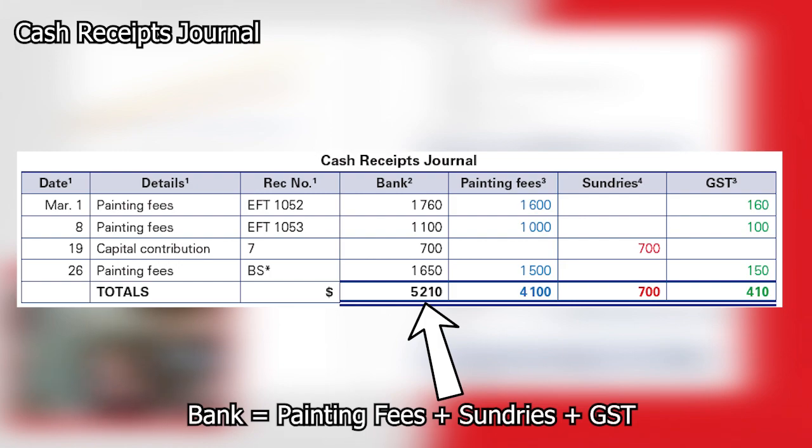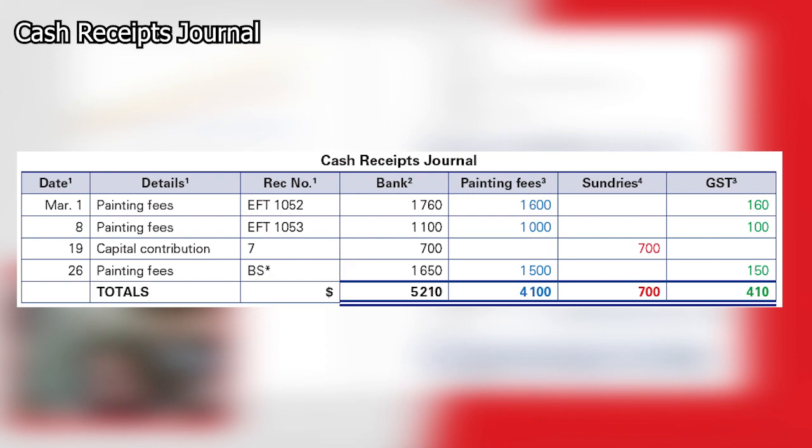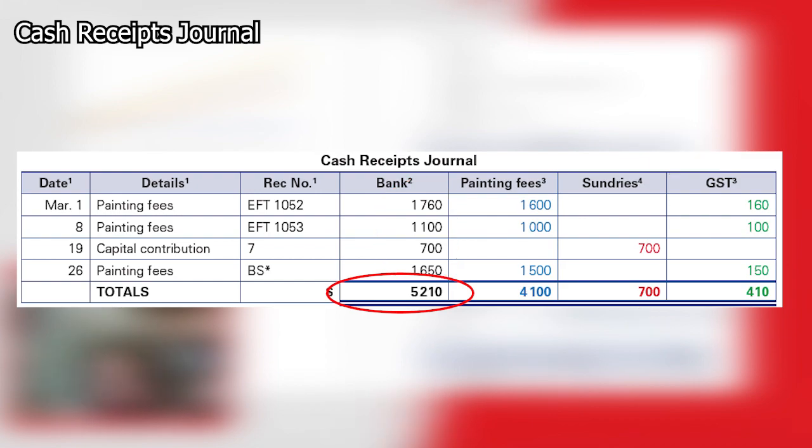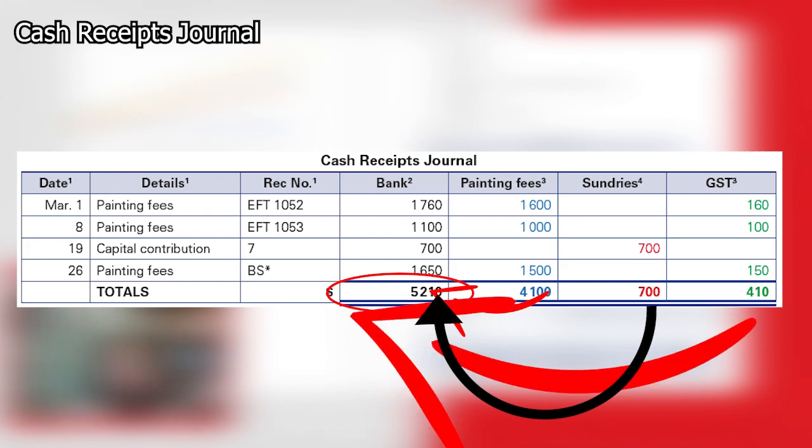Now, if we go down to the bottom, we see totals at the end of March, and we see bank totals 5,210, and that is just adding everything in the bank column together and putting it in there, likewise for painting fees, likewise for sundries, likewise for GST. So it's just adding those columns and subtotaling. And if we add them across, we also see we get to 5,210. So it follows that same rule.